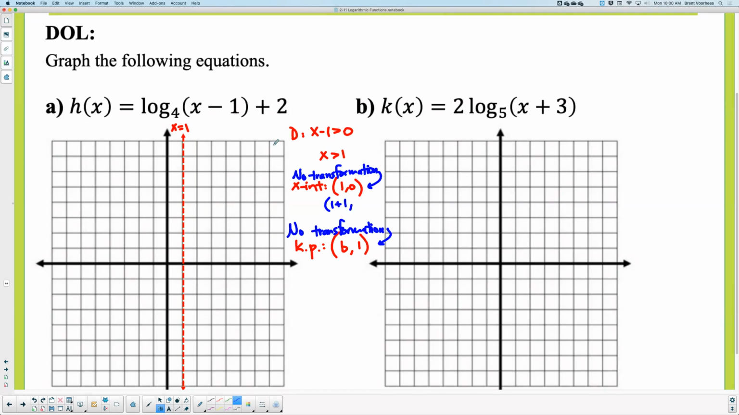And do I have a vertical transformation? Now, is this a liar or truth teller? Truth teller. So I need to add 2. What's 0 plus 2? 2. So you should have the point at 2, 2. That would be 1 point that you would need.